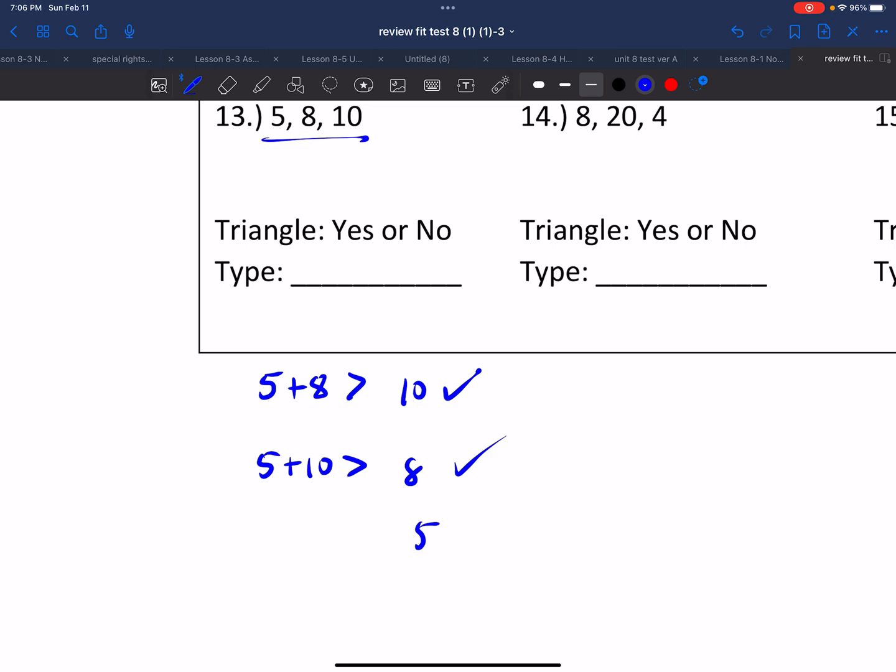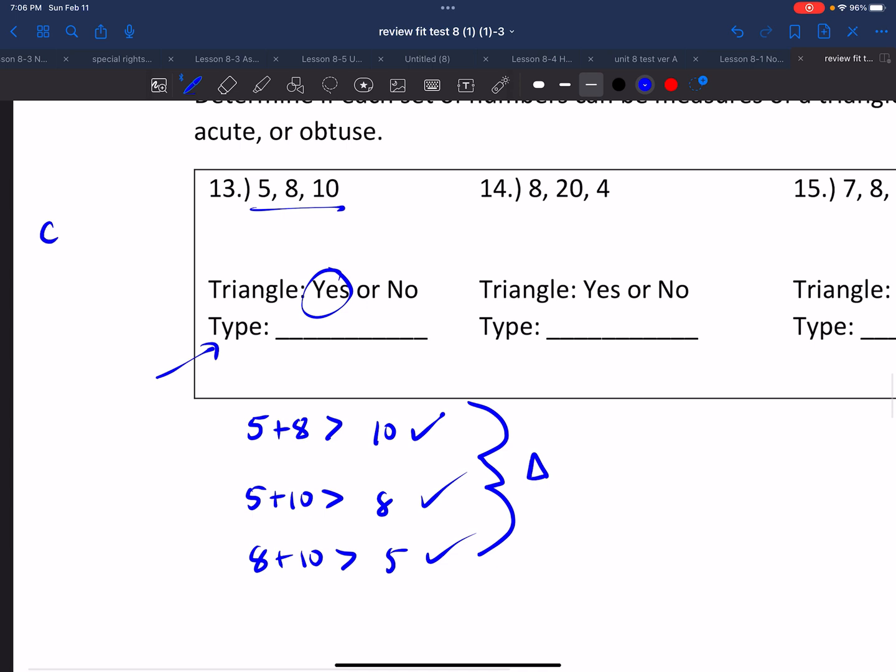And then lastly, we have 5. So the numbers not 5 are 8 and 10. So 8 plus 10. Again, I don't need to add 8 plus 10 because I know that 10 is greater than 5. And also, look, 8 is greater than 5. So this inequality holds true. So if all the inequalities hold true, you have formed a triangle. That's a yes. But what type of triangle is that?